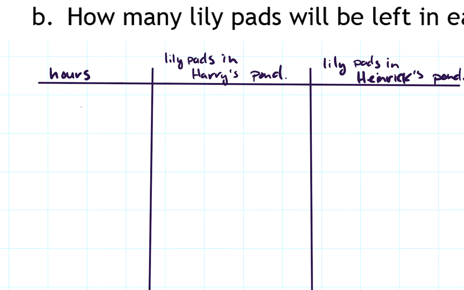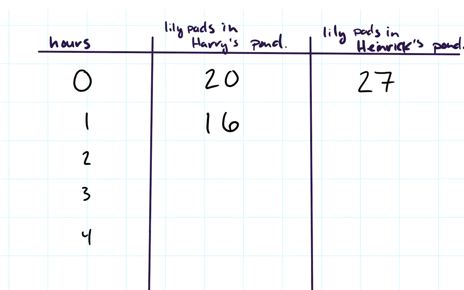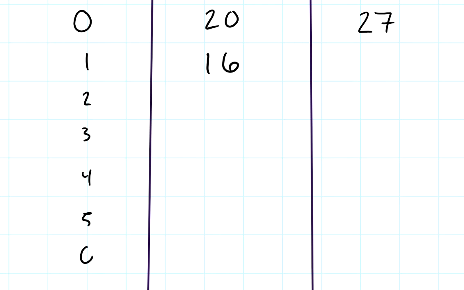We're going to start at 0 hours, and we know that at 0 hours, Harry had 20 lily pads, and Heinrich has 27 lily pads. We know that Harry is consuming them at the rate of 4 lily pads an hour. So if I'm at 20 and I consume 4, that brings me down to 16 at the end of 1 hour, 2 hours, 3 hours, 4 hours. I can keep going, 5, 6.